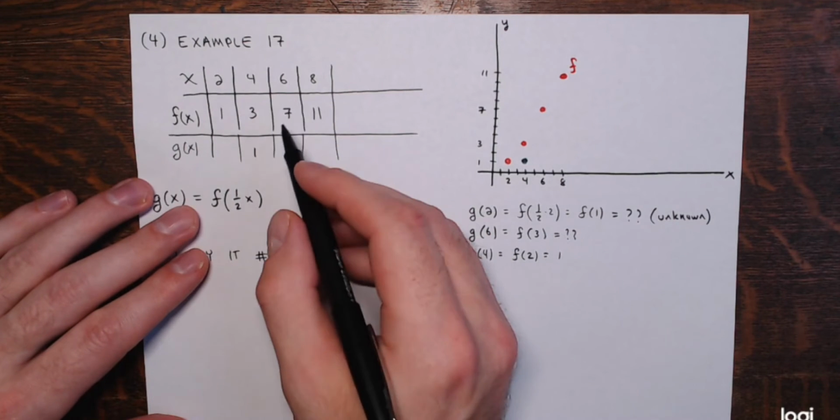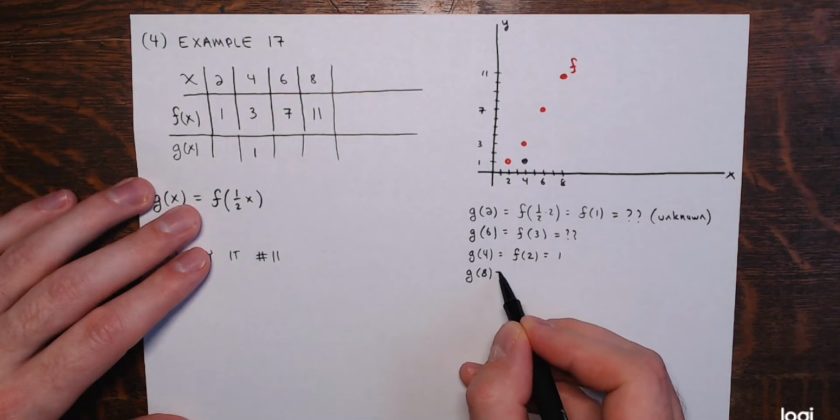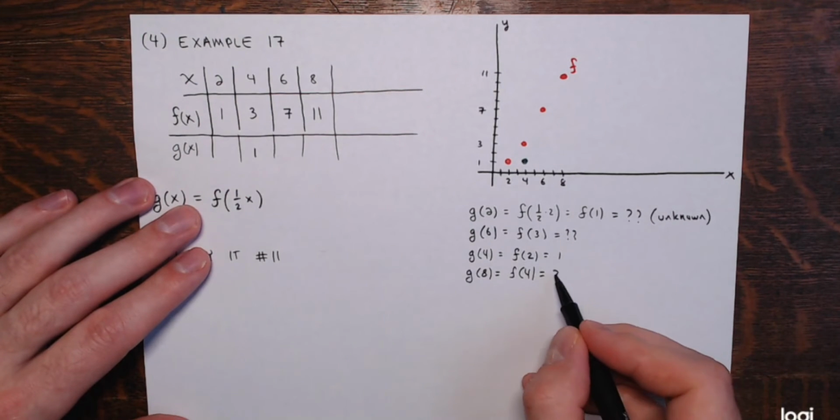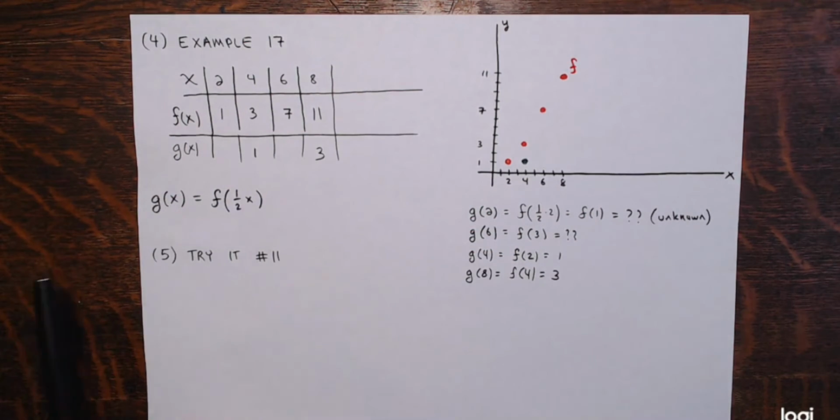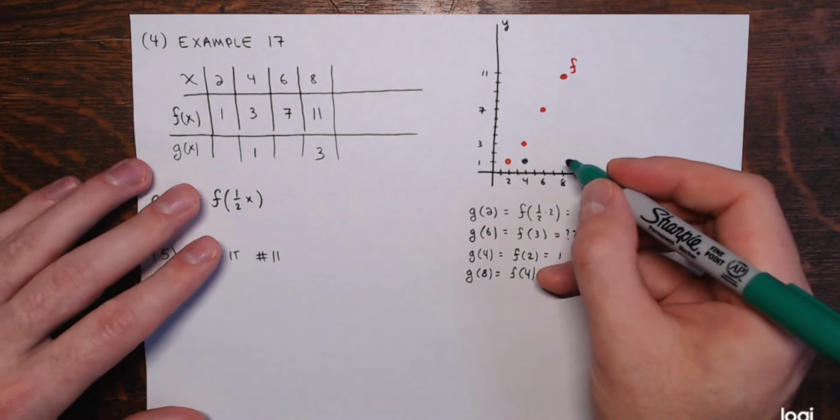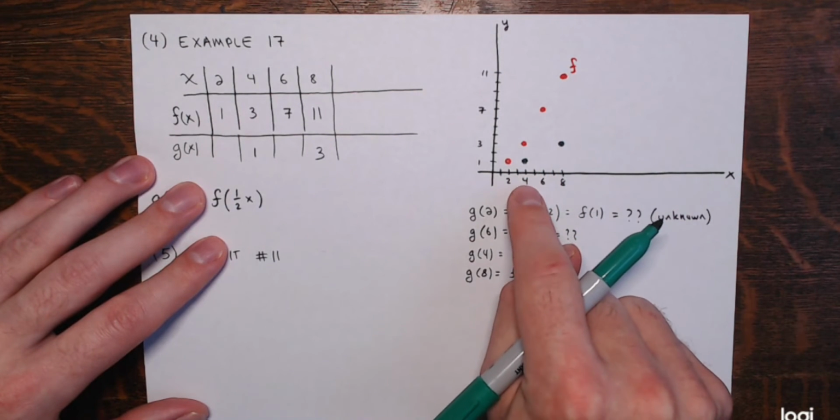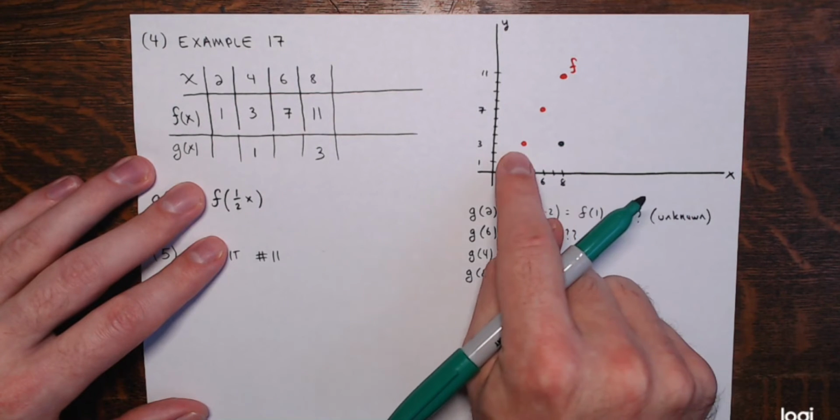G of 6 I said was unknown. G of 8, right? G of 8 would be f of 4, which is 3. So 8, 3 would be on the graph of g right here. And again, you see how this point here at 4, 3 gets bumped away from the y-axis. It's getting pushed horizontally.